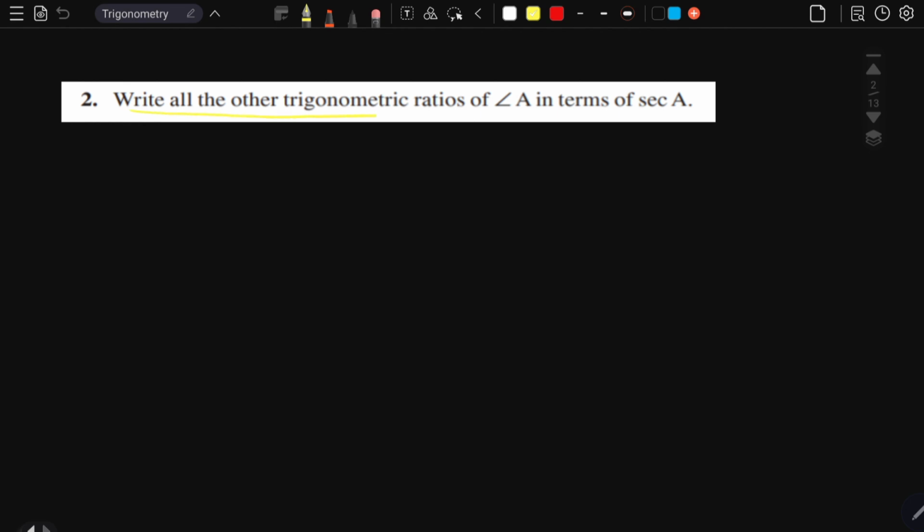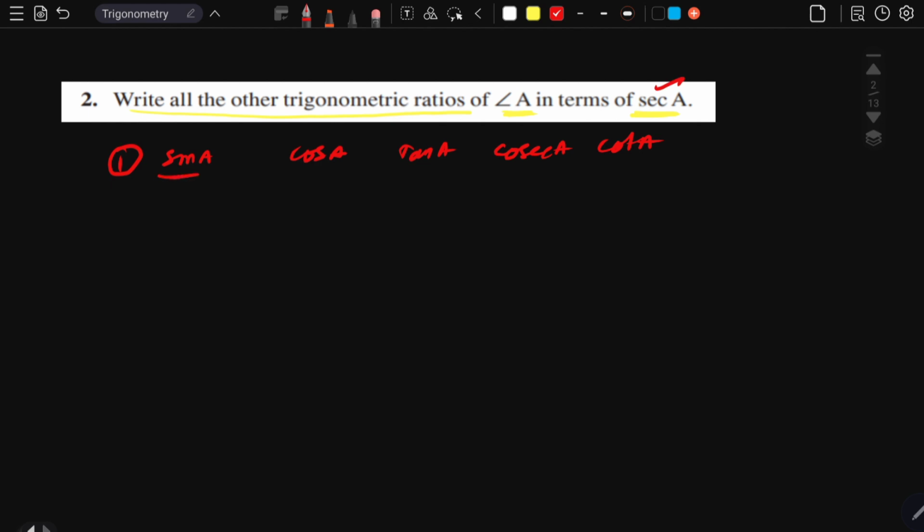Write all other trigonometric ratios of angle A in terms of secant A. So what does this mean? First one is sine, next cos, and next tan A, and secant we already have. Then the remaining are cosecant A and cot A. All these we have to write in terms of secant A.